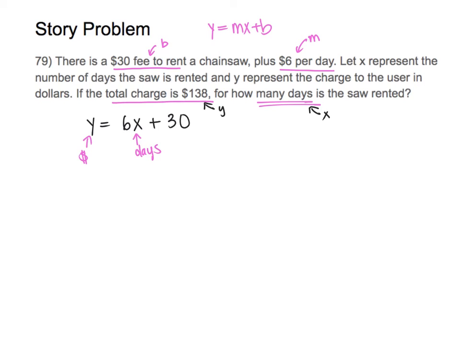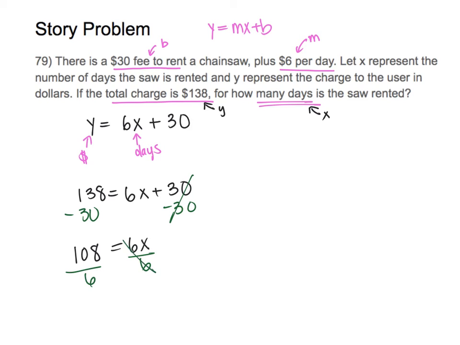So if I plug everything in, I know that the total cost I spent was $138, equals $6 times x, which I don't know, plus 30. So I'm solving this equation. I just have to get x by itself. So I would subtract 30. That would cancel. 6x drops down. 138 minus 30 is 108. And then if I divide by 6, x is equal to 18, I believe.